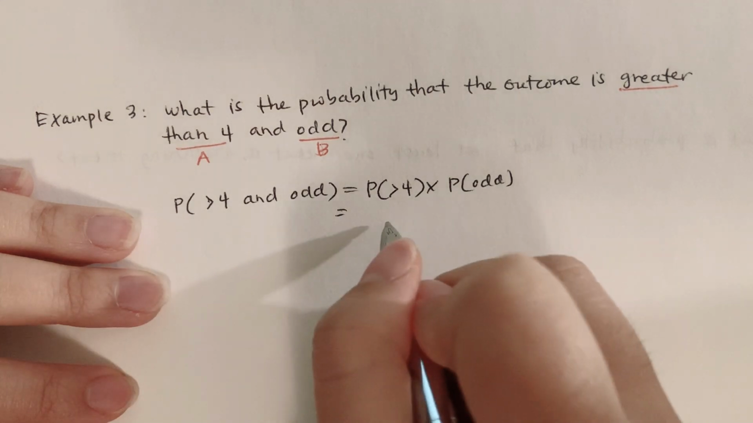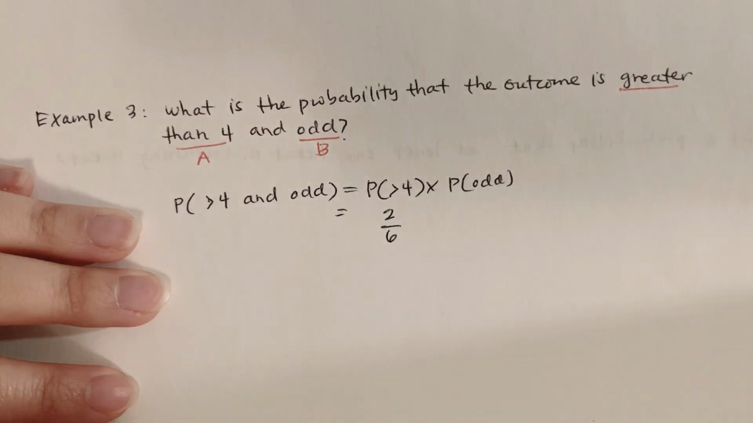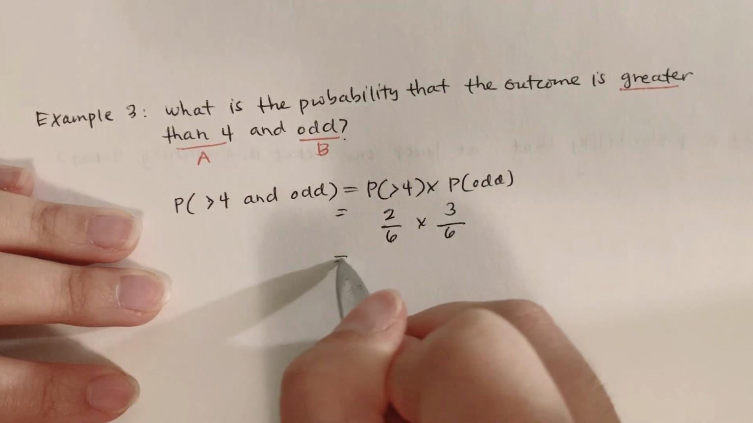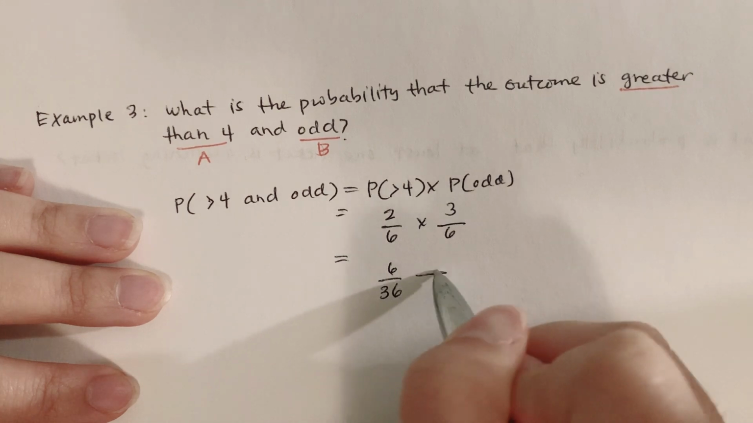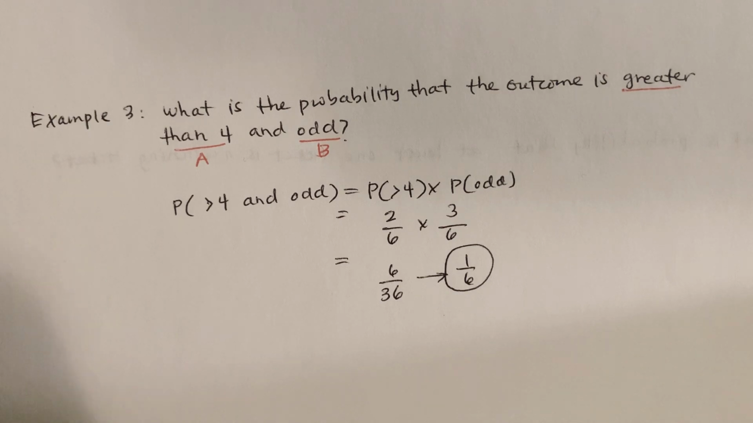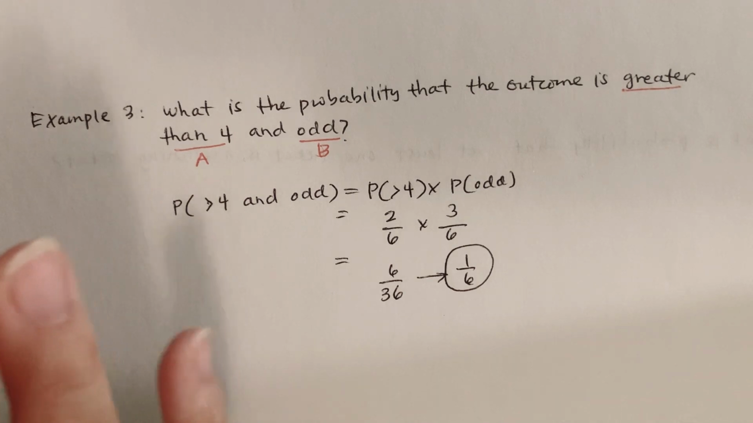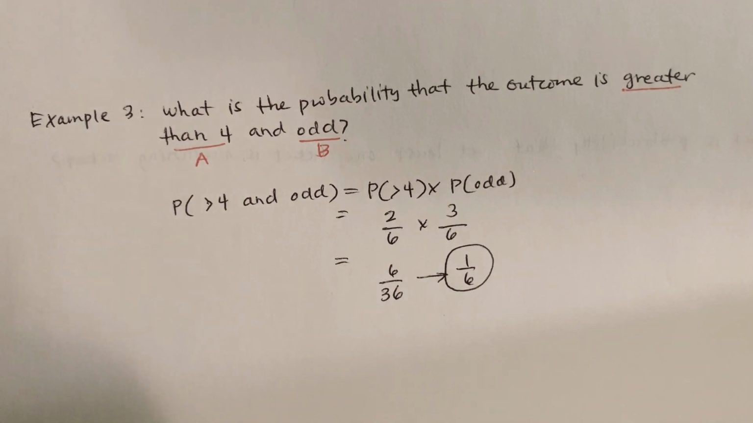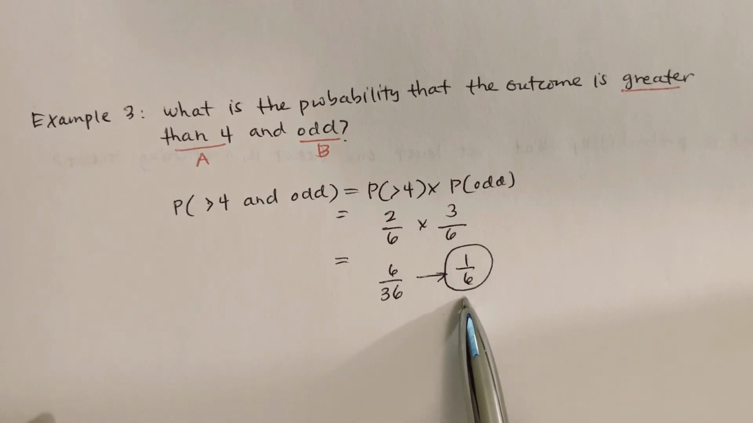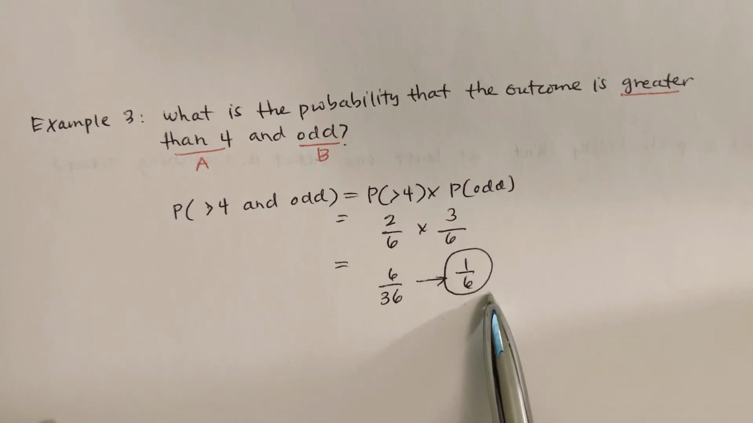Probability of being greater than 4, we know that there are only 2 outcomes out of 6 that are greater than 4. Probability of being odd, 3/6, which gives us 6 out of 36, which simplifies to 1/6. Again, we can double check to make sure that this makes sense. So for the different outcomes that we can get for rolling a die, 5 is the only number that is greater than 4 and odd. And so there is only 1 out of 6 possible outcomes. So the probability that the outcome is greater than 4 and odd is 1/6.